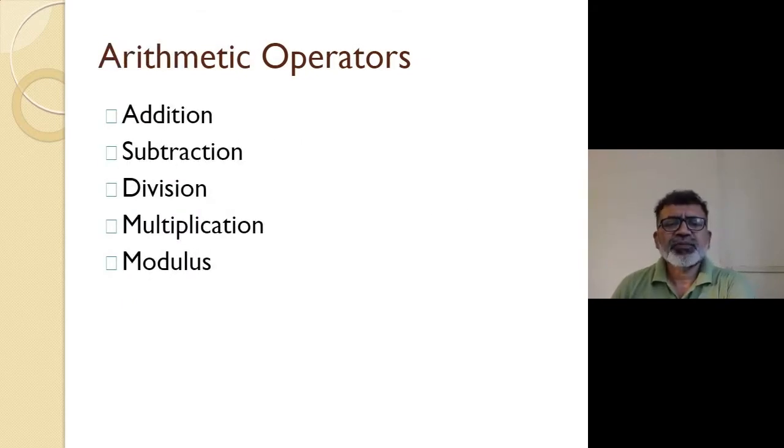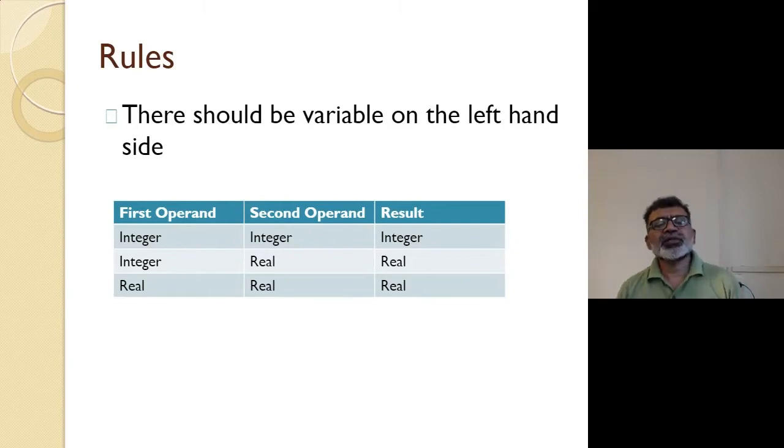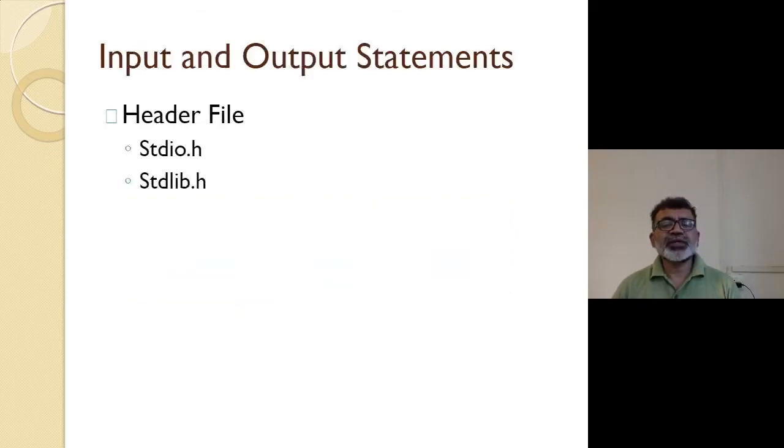These are arithmetic operators. So these are the rules. There should be a variable on the left hand side always. On the right hand side, there can be an expression, there can be a constant, there can be a variable. So first operand integer, second operand integer, result is going to be integer. On this philosophy, on these rules, yesterday we have written a couple of programs, right?